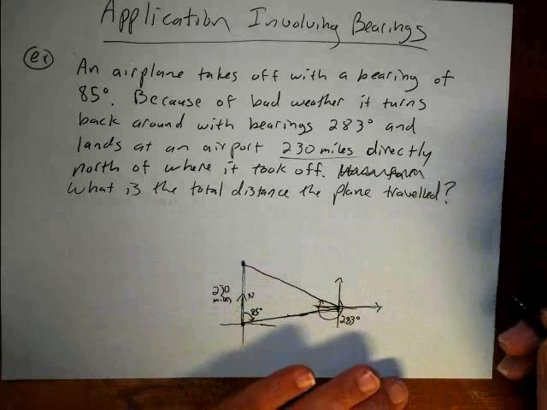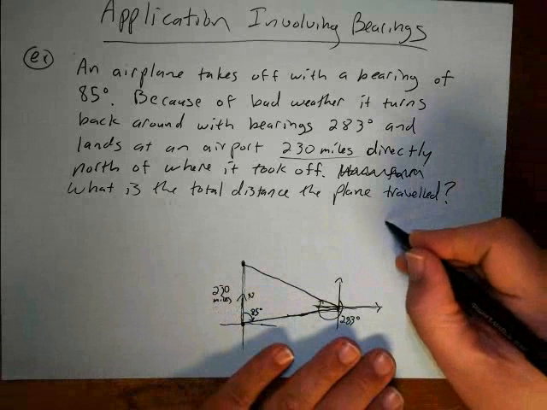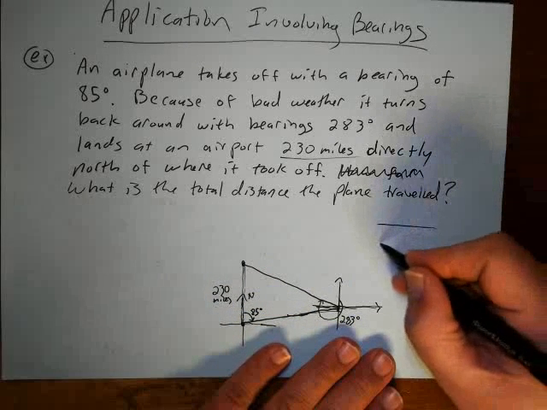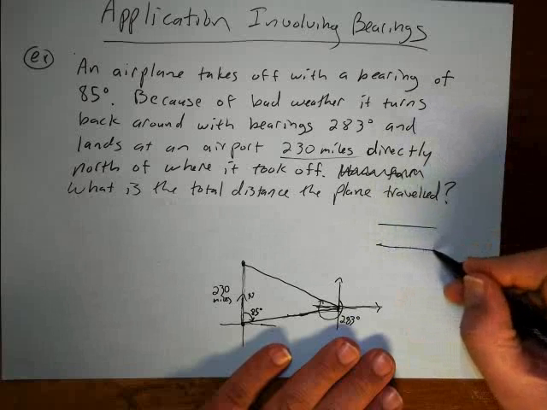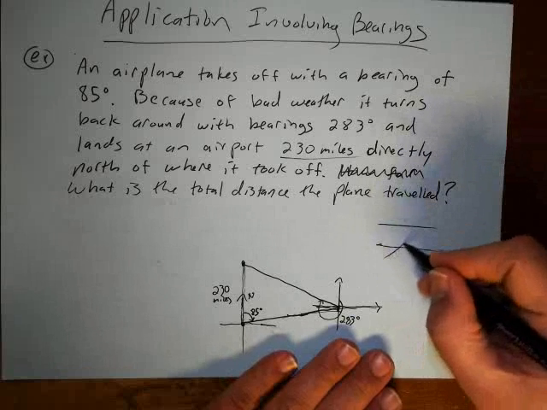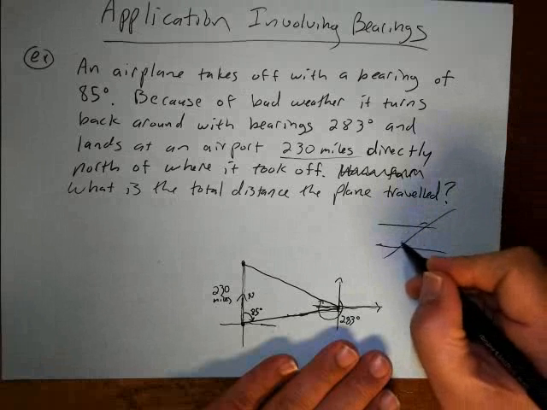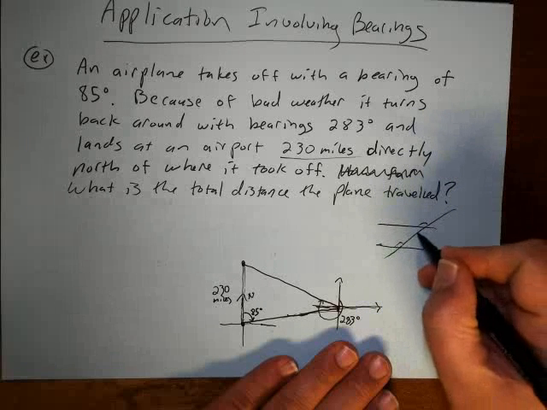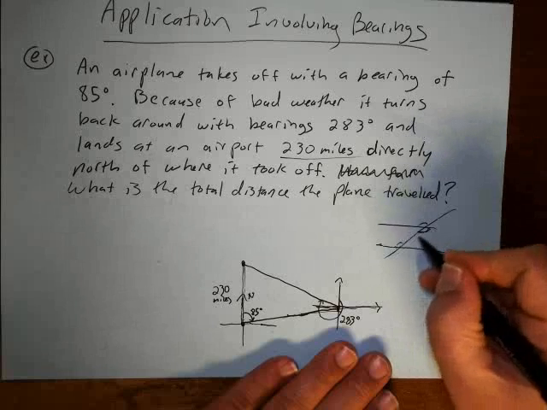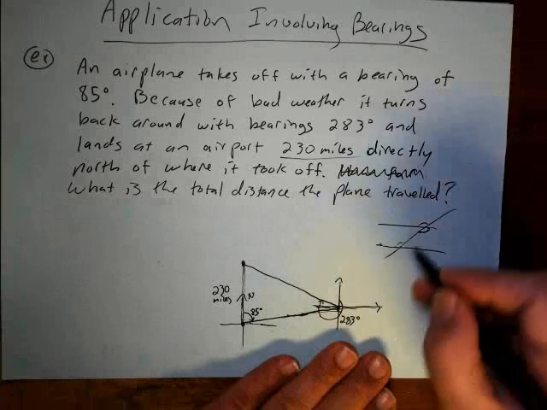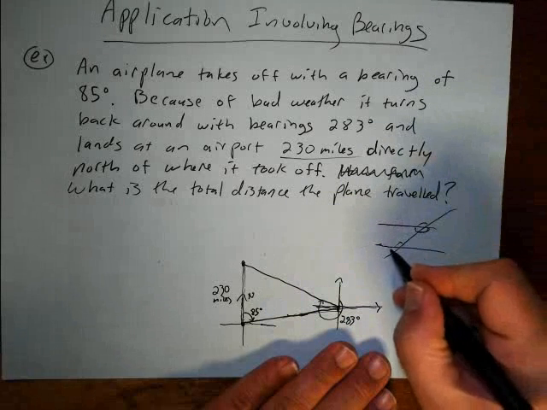What you're actually going to use with a lot of these is this idea that if you have two parallel lines and a transversal that cuts them, then these angles are equal, or this angle and this angle are equal, those alternate interior angles, or this angle and this angle are equal.